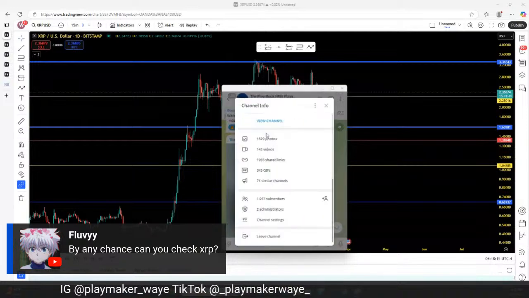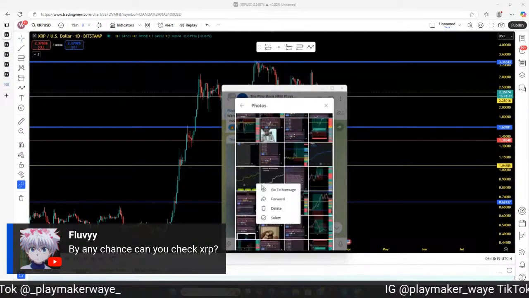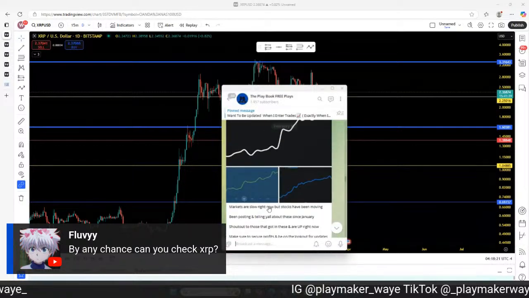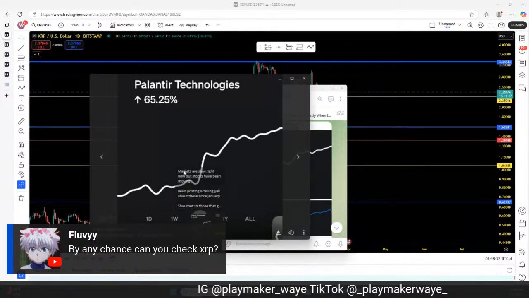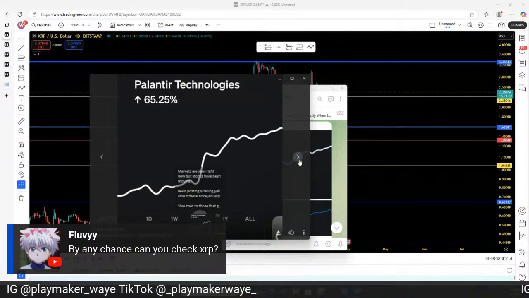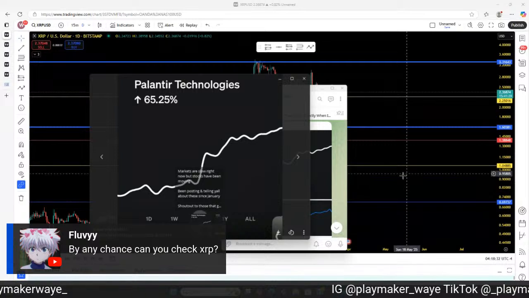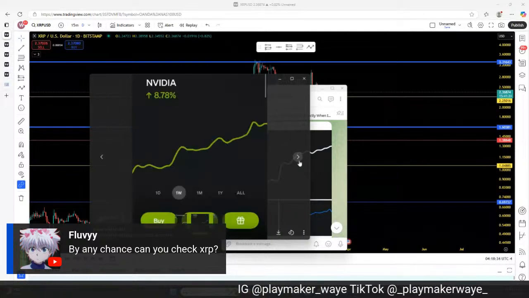If you go to photos, you can see here, we scroll down memory lane. When I was telling y'all about the stocks, if y'all would have watched those stock videos from January and December and February, y'all made a bag before stocks retraced, obviously, right? Y'all, 65% in 1 month. That's 1 month. Palantir went up 65%.